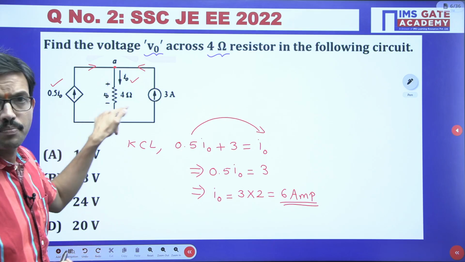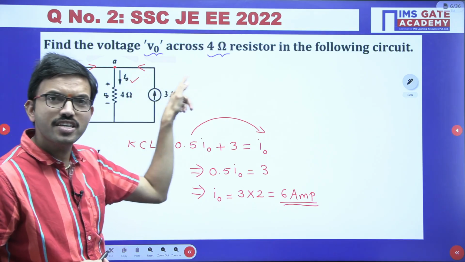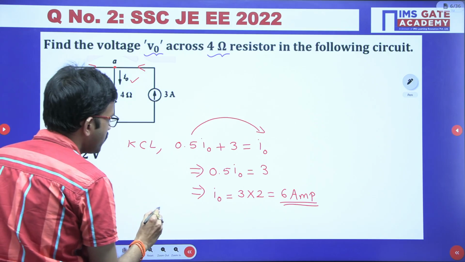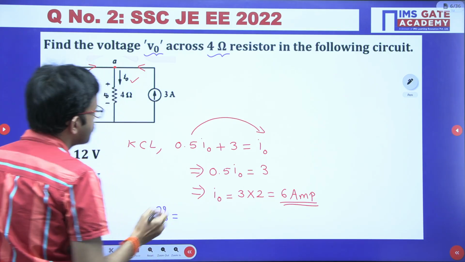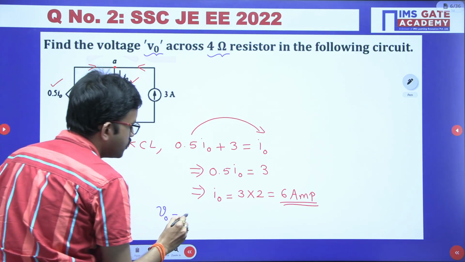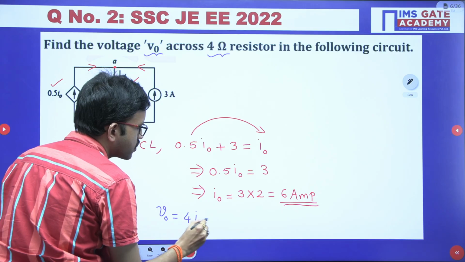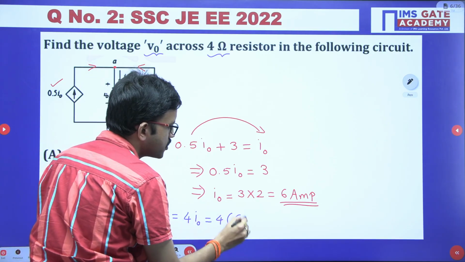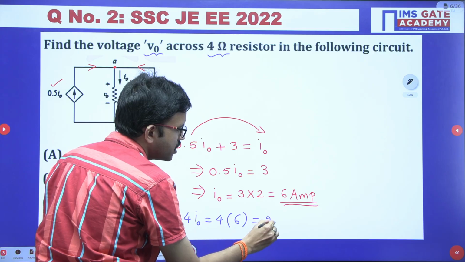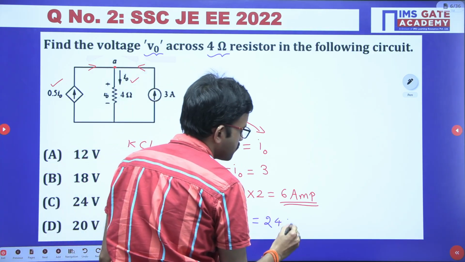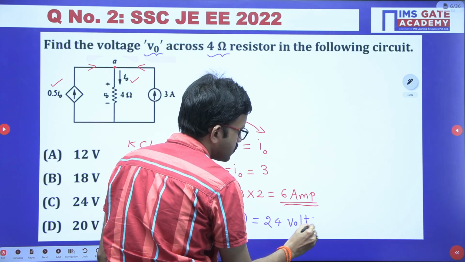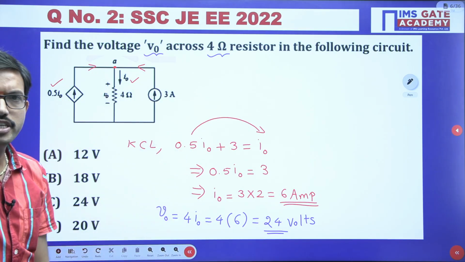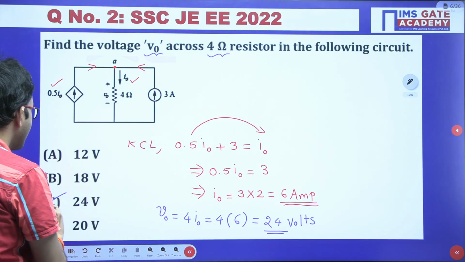I naught is 6 ampere, but in this question we have to calculate V naught. So just apply Ohm's law, that's all. V naught equals the resistor value 4 times the current I naught. We just got the current as 6 ampere, so substituting, 4 times 6 is 24, and the units are volts. The voltage across the 4 ohm resistor is 24 volts, so here we have option C.